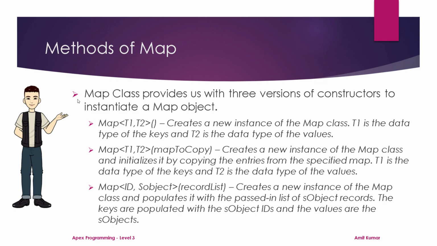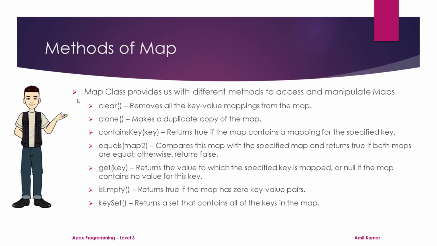The third version accepts a record list and it creates a new instance of the map class and populates it with the passed in list of SObject records. The keys are populated with the SObject IDs and the values are the SObjects themselves. Map class provides us with different methods to access and manipulate maps.